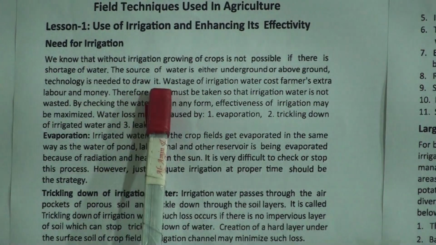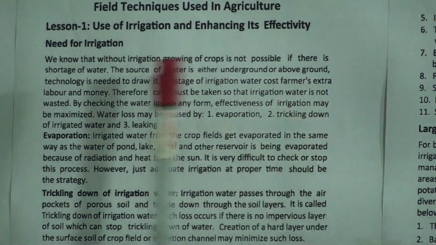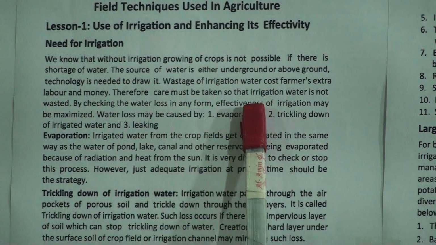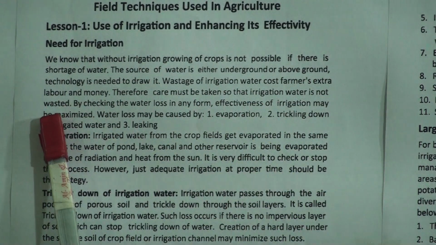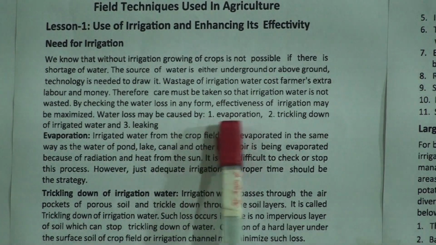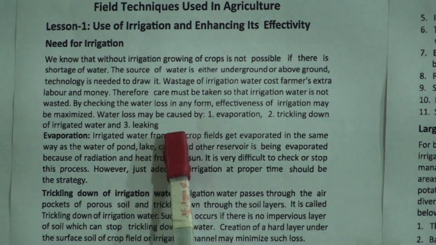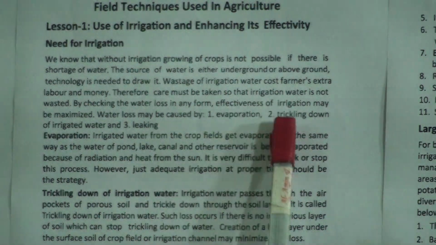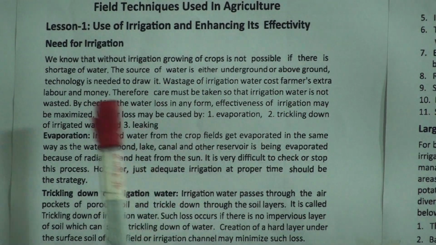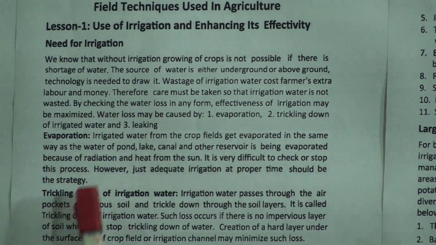Technology is needed to draw it. Wastage of irrigation water costs farmers extra labor and money. Therefore, care must be taken so that irrigation water is not wasted. By checking the water loss in any form, effectiveness of irrigation may be maximized. Water loss may be caused by evaporation, trickling down of irrigated water, and leaking. Now, how the water loss happens, we will know in detail.